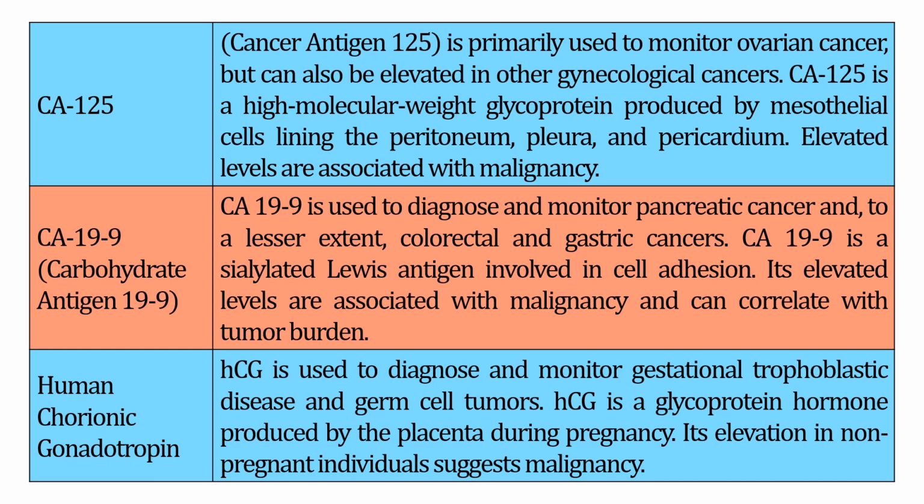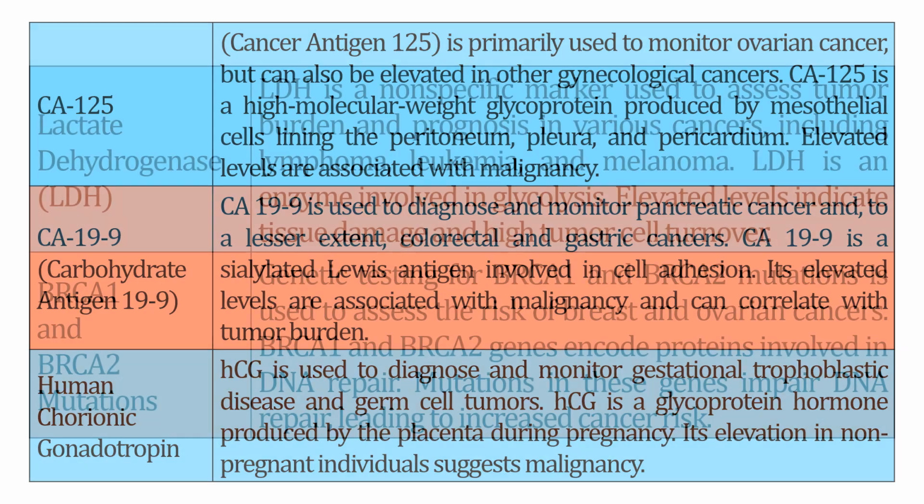Human chorionic gonadotropin is used to diagnose and monitor gestational trophoblastic disease and germ cell tumors. HCG is a glycoprotein hormone produced by the placenta during pregnancy. Its elevation in non-pregnant individuals suggests malignancy.